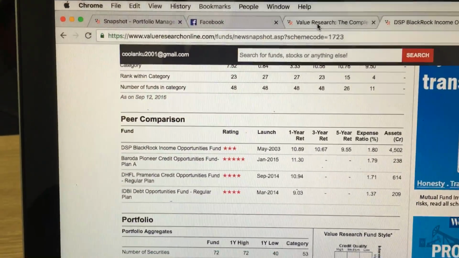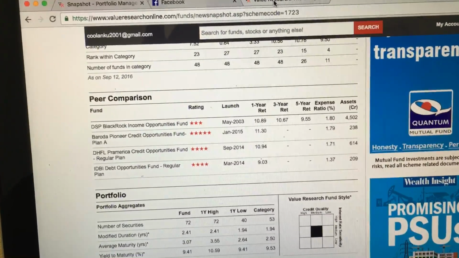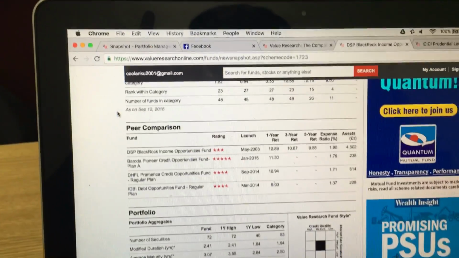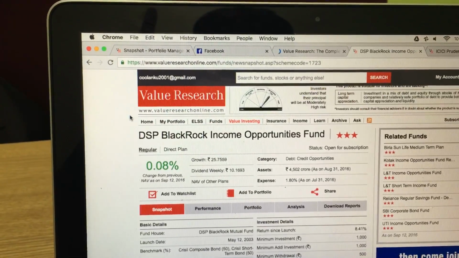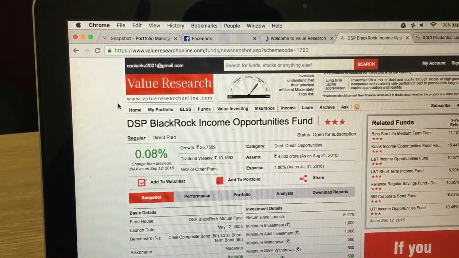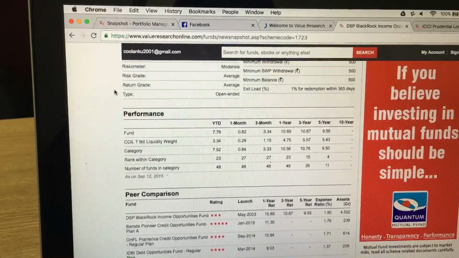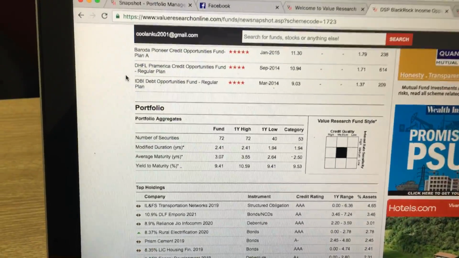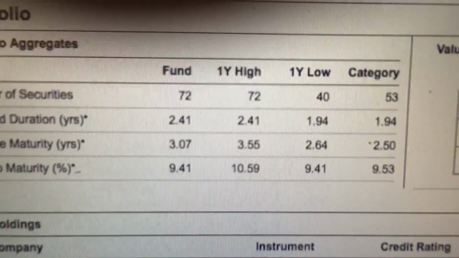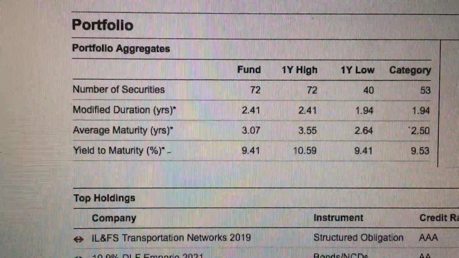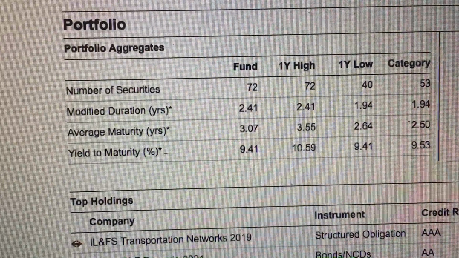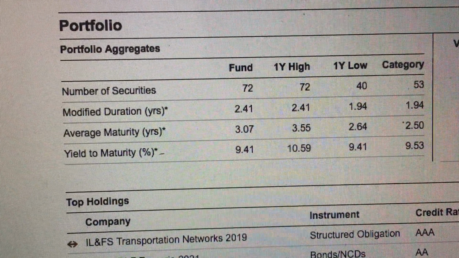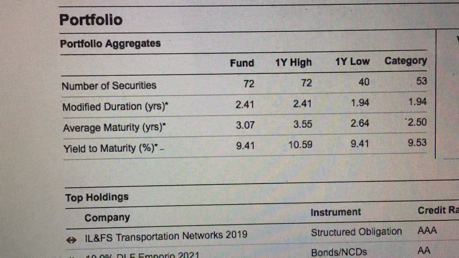So this is an example of a particular fund which I have taken into picture. The site is valueresearch.com. This fund is called DSP BlackRock Income Opportunities Fund. This is a pure accrual fund. Now, if we see the technicals, we look at three technicals mainly: yield to maturity, which we will refer to as YTM from now, average maturity, and modified duration.